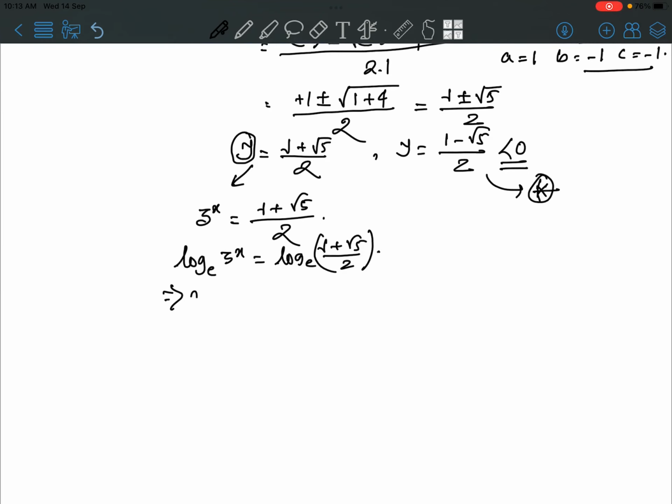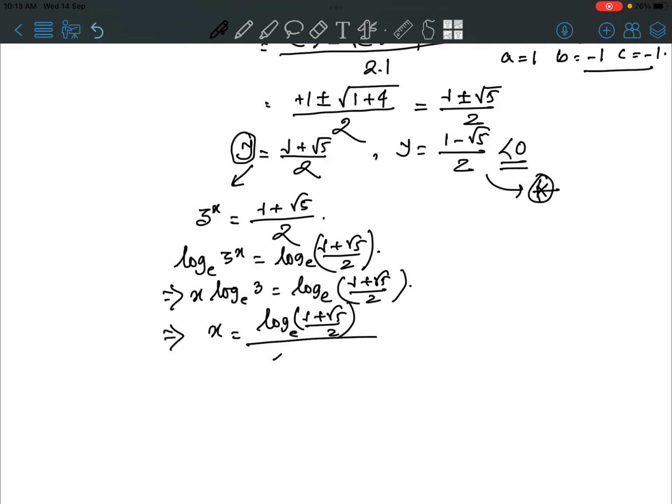Now, x will come out. Now, log base e of 3, log base e of (1 plus root 5)/2. Now, x equals log of (1 plus root 5)/2 divided by log base e of 3. Now, we can write it as log base 3 of (1 plus root 5)/2.